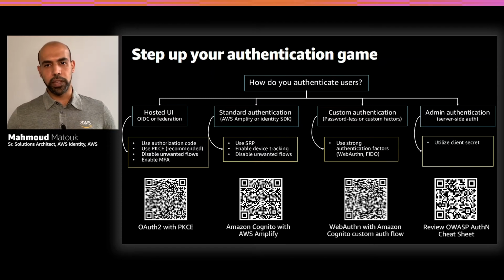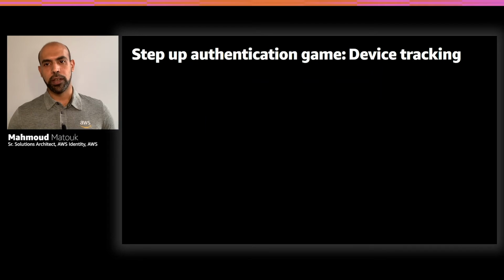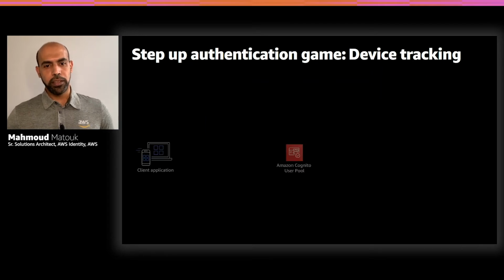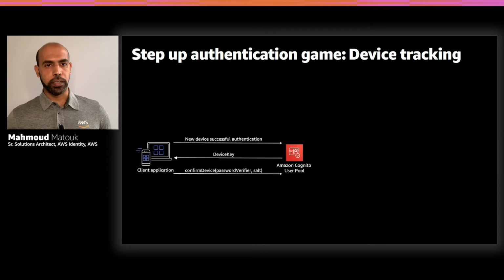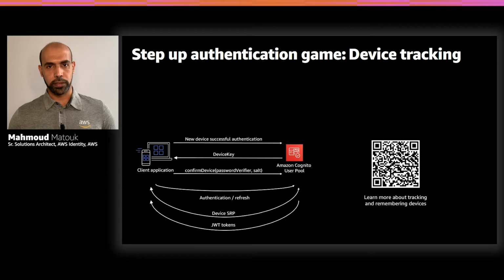All right, before we leave the topic of authentication, let's talk about device tracking. How device tracking works is that when the end user authenticates with Amazon Cognito from a client using the SDK, Cognito is going to generate a device key and return this to the device. The SDK then is going to generate a secret or a password for this device, and it's going to confirm the device with Amazon Cognito. Now, every time the user tries to refresh a token from this device, the device is going to be authenticated as well using SRP.